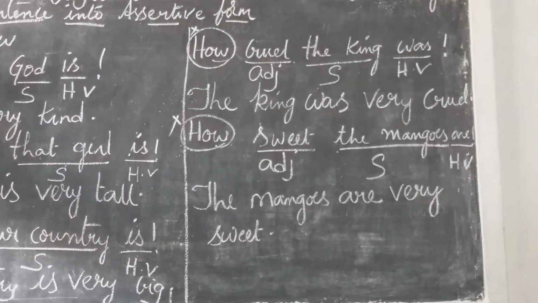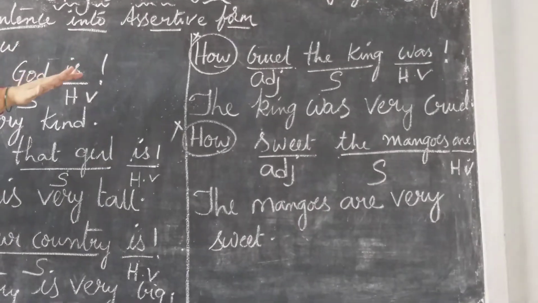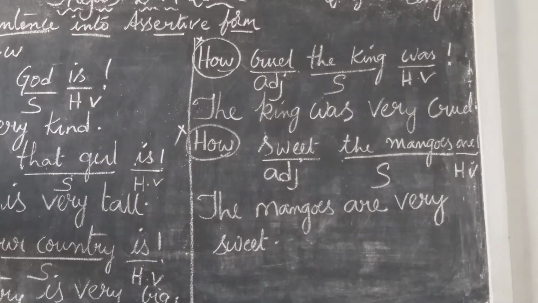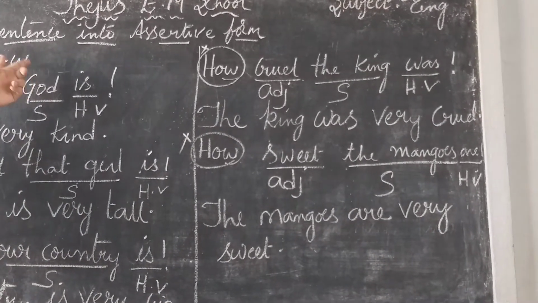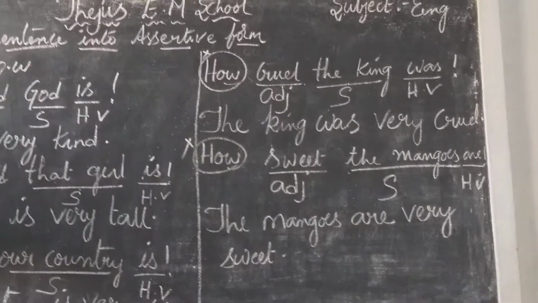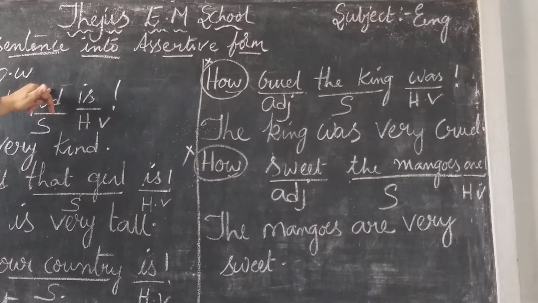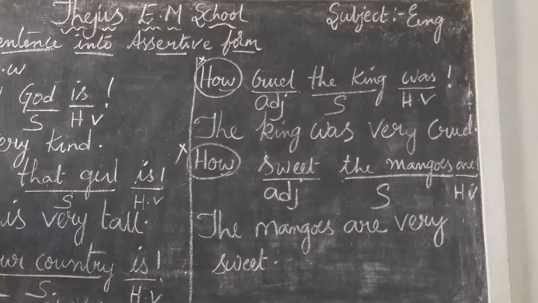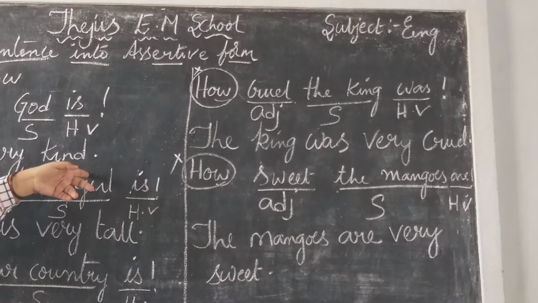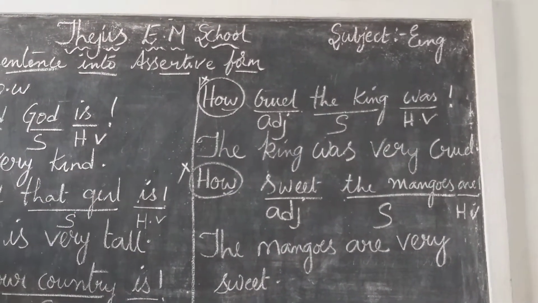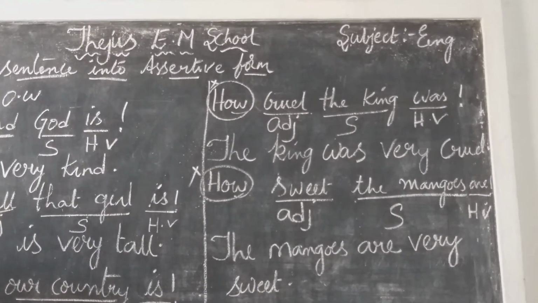We have changed all the exclamatory sentences into assertive sentences. What is the structure here? Subject plus verb plus other word. So assertive form of sentences starts with subject and ends with other words. We have to start assertive sentences with a capital letter and end with a full stop. There will be no how in the assertive form of sentence.